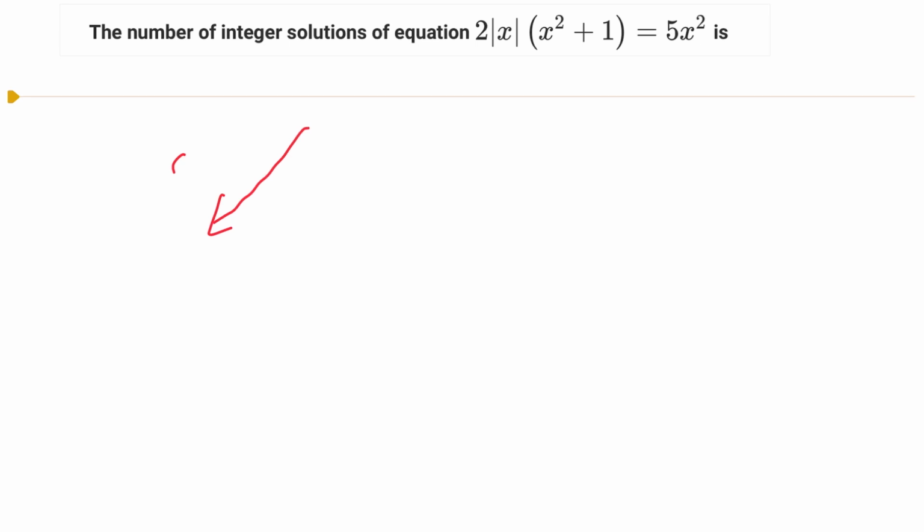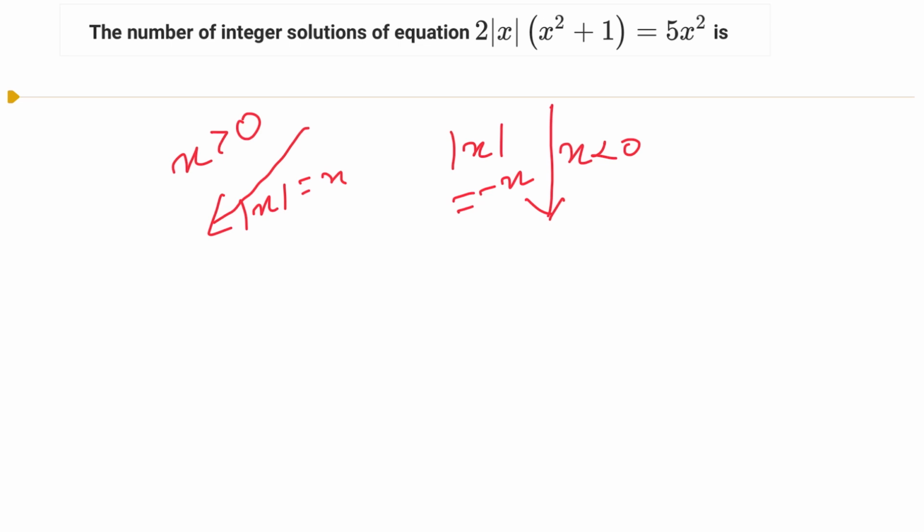The first possibility is that x would be greater than 0. If x is greater than 0, in that case mod x would simply be equal to x, right? And whenever x is less than 0, we can say that mod of x will be equal to minus of x, right? So let's take our first possibility.